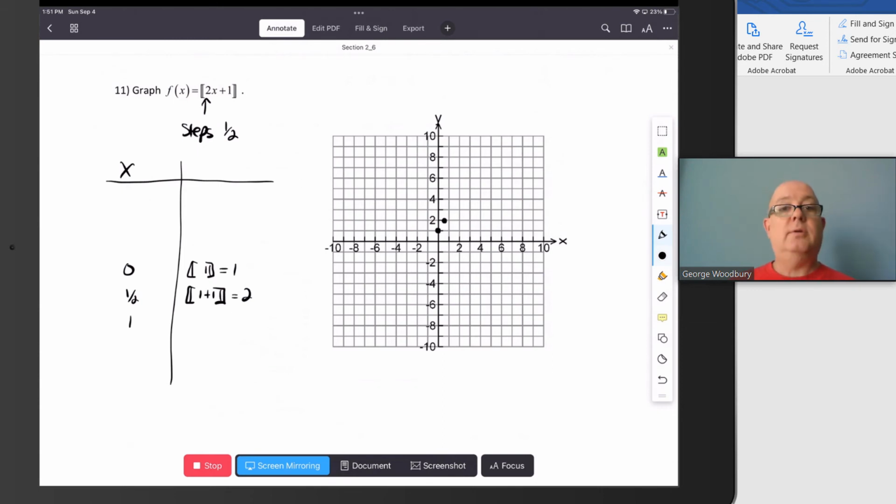When x is 1, inside that expression, we're going to have 2 times 1 plus 1, which is 3. And following this pattern, at 3/2, it's going to jump up to 4. At 2, it's going to jump up to 5, and so on.